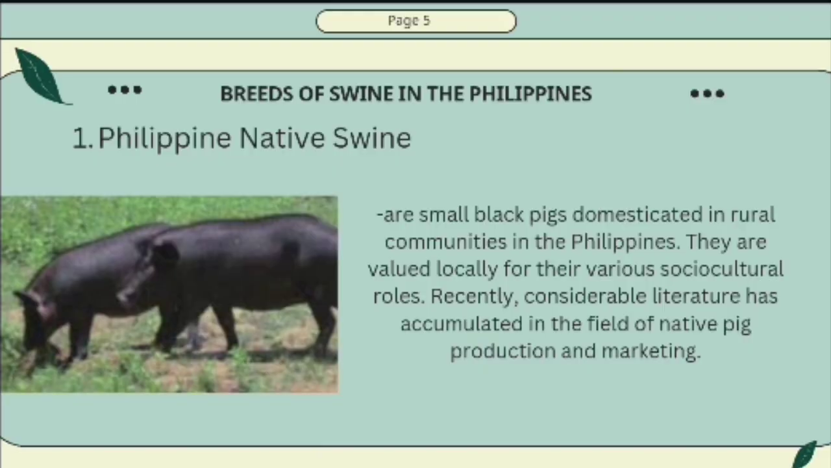Okay, so let's tackle the breeds of swine in the Philippines. First, we have the Philippine native swine, or what we call the baboy ramo. These are small black pigs domesticated in rural communities in the Philippines. They are valued locally for their various socio-cultural roles. Recently, considerable literature has accumulated in the field of native pig production and marketing.